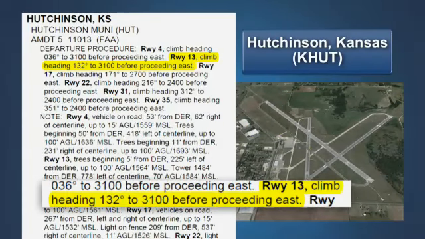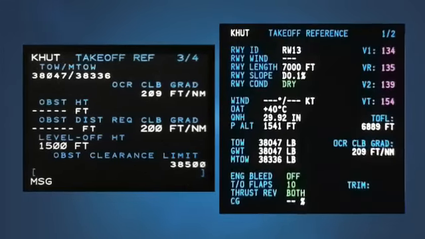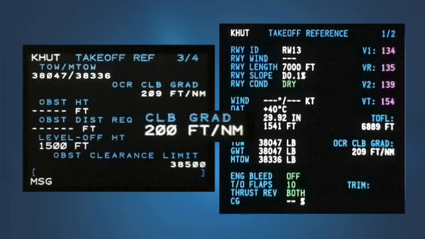Climb heading 132, which is the runway heading, to 3,100 feet MSL, before proceeding east. Since no climb gradient is published for this runway, the standard 200 foot per nautical mile requirement is assumed. The FMS for this particular aircraft is capable of computing the maximum allowable takeoff weight based on a climb gradient requirement. The climb gradient we use to determine our maximum allowable weight is the 200 feet per nautical mile standard climb gradient for runway 13 at Hutchinson.